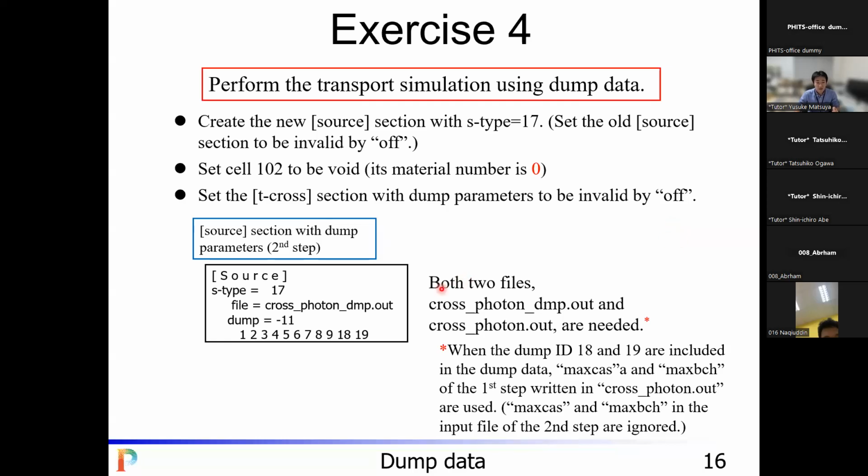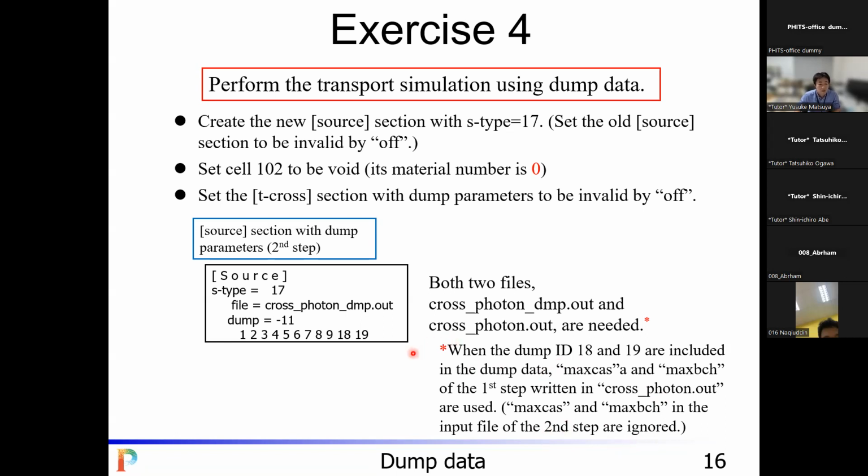And note that both files, cross_photon_dump.out and cross_photon.out, are needed. When the dump ID 18 and 19 are included in the dump data, max gas and max batch of the first step written in cross_photon.out are used, and max gas and max batch in the input file of the second step are ignored.